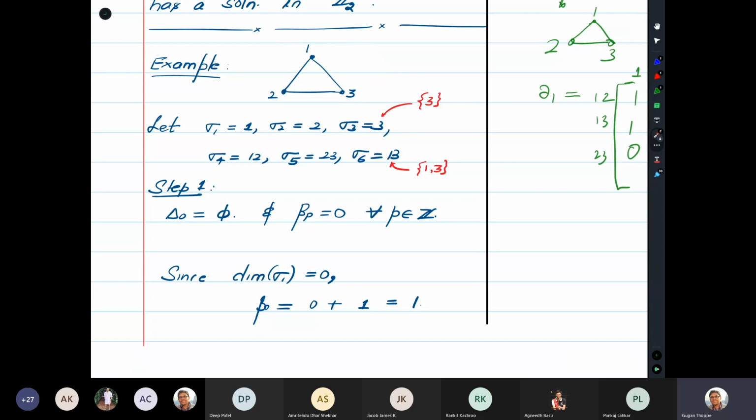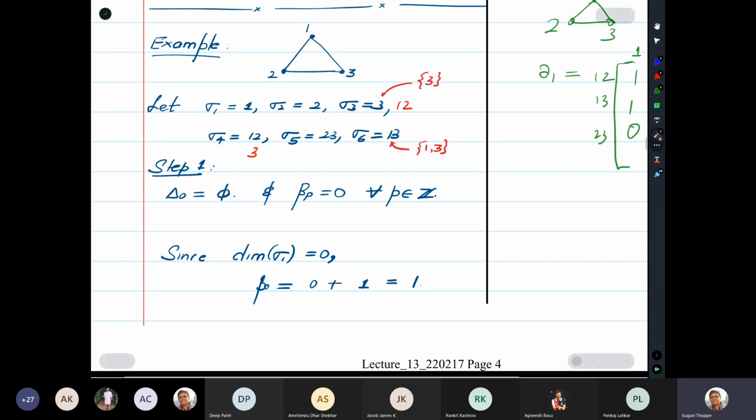Okay, so for simplicity, I have ordered the faces as follows. I start with vertex 1, the next is vertex 2, the next is 3, then I have the edges 1, 2, 2, 3, and 1, 3. But as I mentioned before, this is not a unique ordering. I could have as well set sigma 3 to be 1, 2, and sigma 4 to be 3. That would have also ensured that this ordering is valid from the perspective of the incremental algorithm. All right.